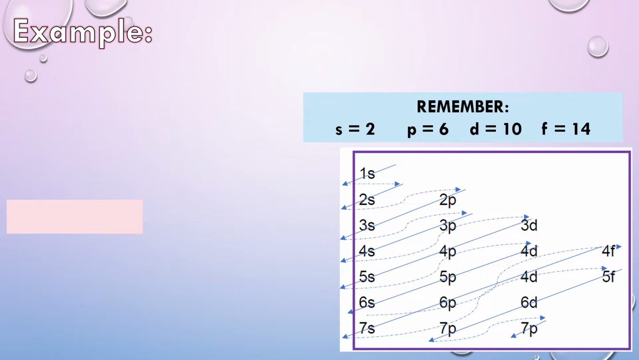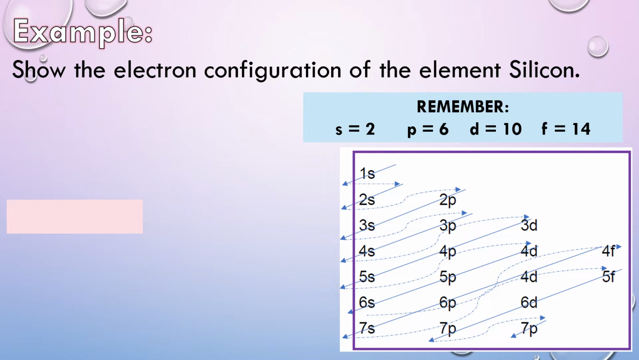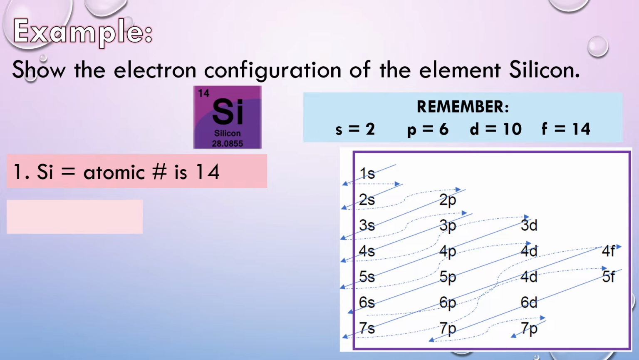We have here another example. Show the electron configuration of the element silicon. So first step, let's find silicon in the periodic table. Its symbol is Si. Atomic number is 14. So makikita natin yung atomic number niya sa upper part ng periodic table.